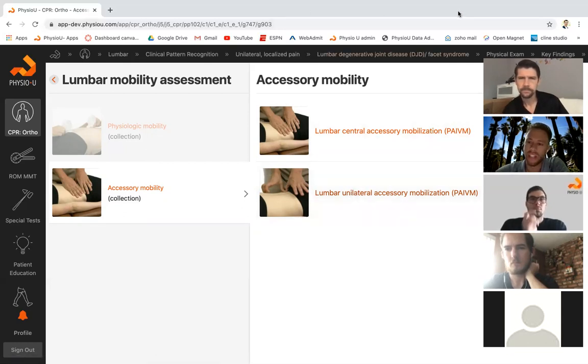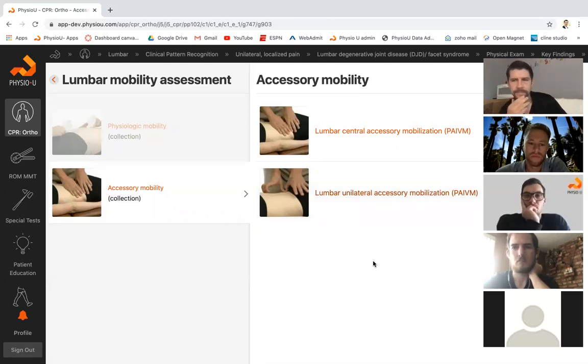Compare one side to the other. Okay, what are you comparing for? One side hurts, the other side doesn't hurt. Also they may have moved different amounts. Good, nice. All right, so you're looking for amount of mobility.